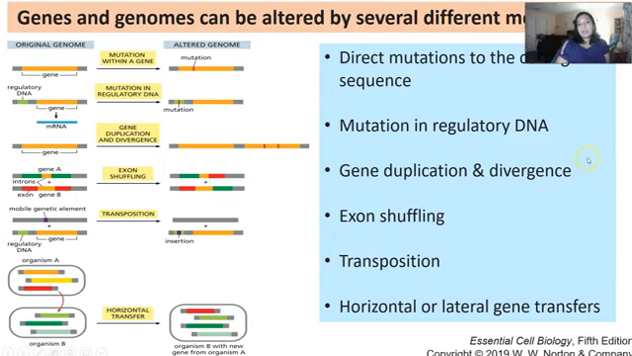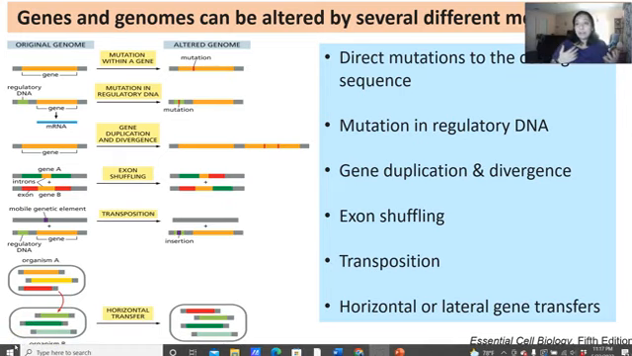Another one is exon shuffling. If you remember from before, if you look at just the DNA sequence for a particular gene, it is going to contain introns and exons. Those introns and exons together are what gets copied at the beginning, right? And then you have the introns removed and all the exons spliced together to make your final RNA, the messenger RNA that's going to then be translated into your protein product.